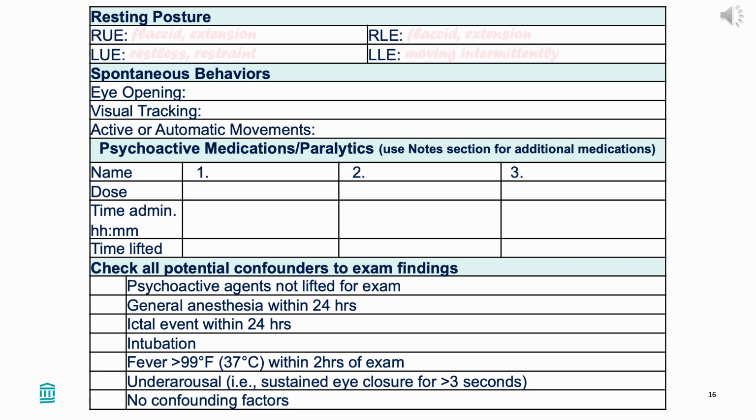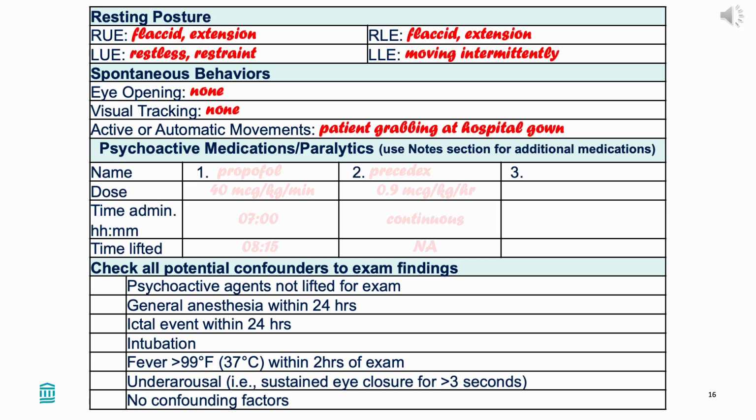Here is an example of how to document resting posture, spontaneous behaviors, psychoactive medications, and potential confounding factors on the CRS-R-FAST record form.